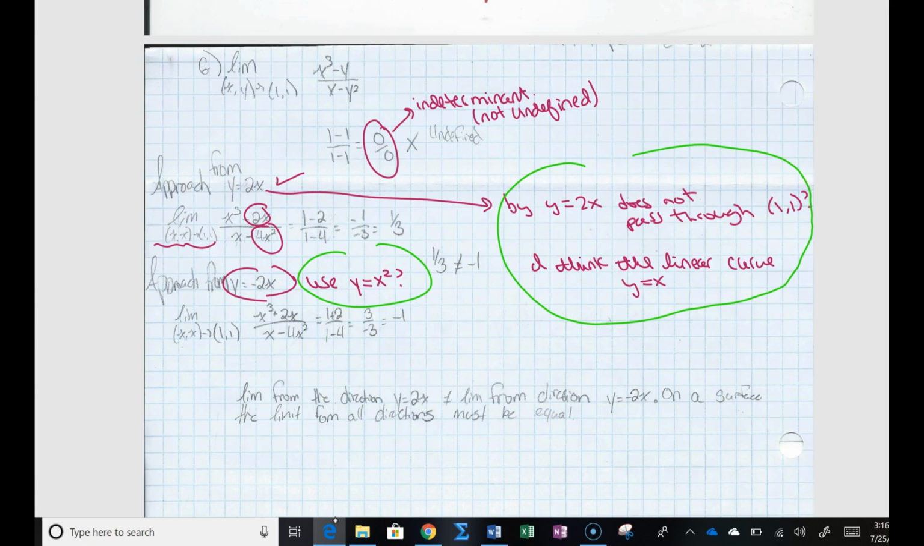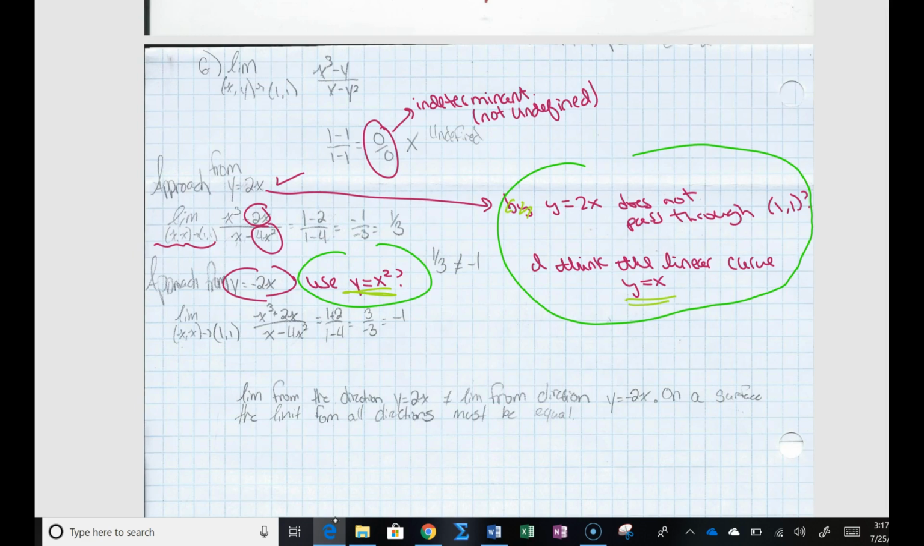You said I'm going to approach the point 1, 1 from the curve y equals 2x. But what I said to you here was, that should be a but y equals 2x does not pass through 1, 1. So the curve that you want to pick, in terms of how you are approaching the point in question 1, 1, it has to be a curve that passes through 1, 1. So I think the linear curve y equals x would have been the easiest to work with. And then you want to pick a second curve. And again, y equals negative 2x does not pass through 1, 1. I think an easy curve would have been y equals x squared.